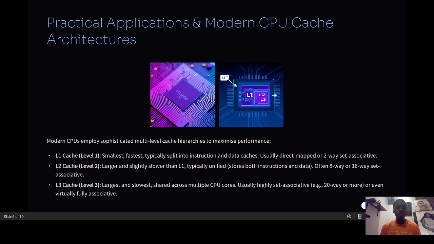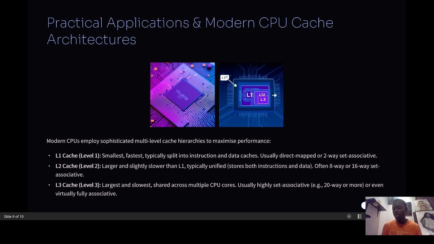So, practical application in modern CPU cache architecture. In a modern CPU, we have level 1, or L1, cache. It is the smallest and fastest level, typically split into instruction and data caches, usually direct-mapped or two-way set associative.